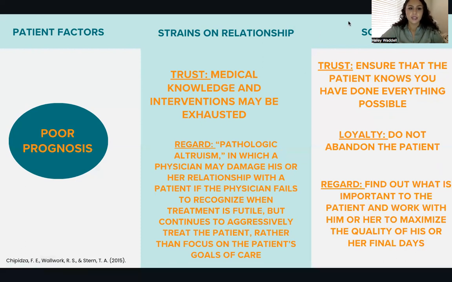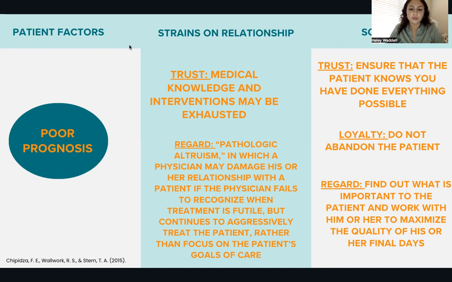Okay, so the next patient factor that we have is giving them a poor prognosis, or them having a poor prognosis. It's hard for both parties. Some strains that this can cause on your relationship with them is that medical knowledge and interventions may be exhausted. Like you've done everything you can. You've gotten that second opinion. You've tried to get some help to give them a better prognosis, but there's nothing more you can do. And that's hard. It will put a strain on your relationship with them, because they came to you to get better and there's nothing more you can do. And it's very frustrating for both parties.